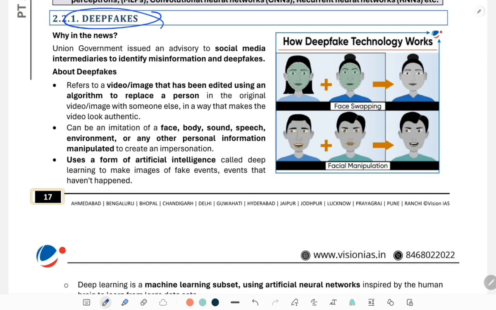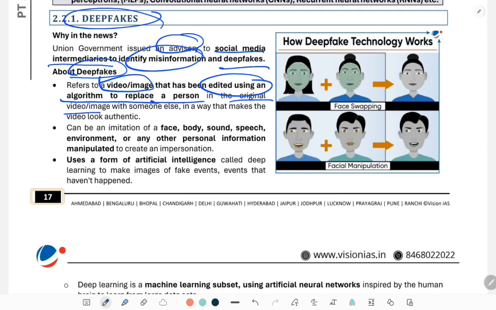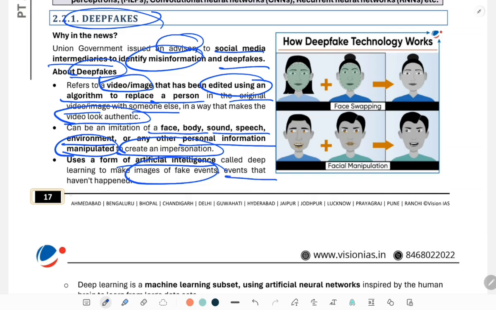Okay, next we'll discuss deepfakes. Recently, the Union government has issued an advisory to social media intermediaries to identify misinformation and deepfakes. Deepfakes refers to a video or image that has been edited using an algorithm to replace a person in the original video or image with someone else in a way that makes the video look authentic. A deepfake can be an imitation of a face, body, sound, speech, environment, or any other personal information manipulated to create an impersonation. And it uses a form of artificial intelligence called deep learning to make images of fake events that haven't ever happened.